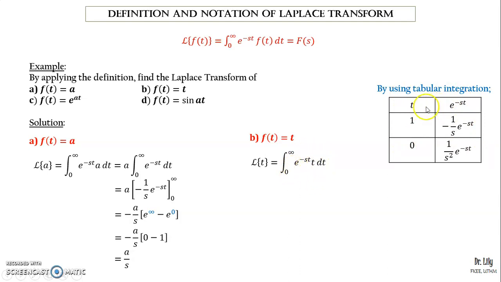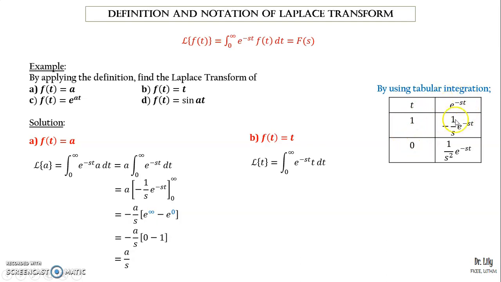dan juga kita ada T. Okay, so dekat sebelah sini, you bahagikanlah sebelah satu function sebagai T, satu lagi function eksponen negatif ST. Dekat sebelah sini, you kena differentiate, dekat sebelah sini, you kena integrate. Okay, so T you differentiate over T, you dapat 1. You differentiate lagi, you akan dapat 0.